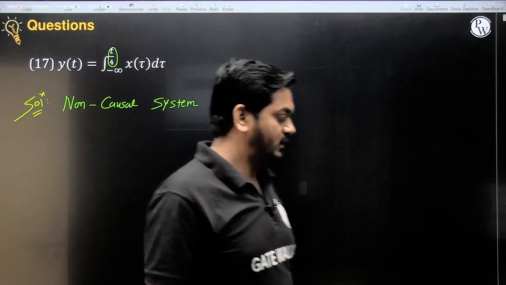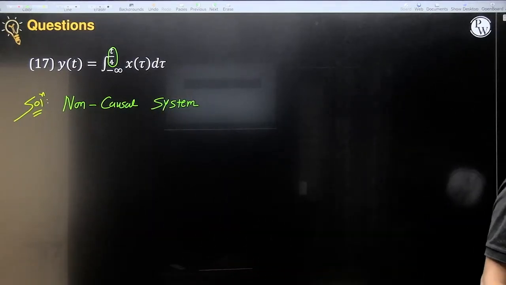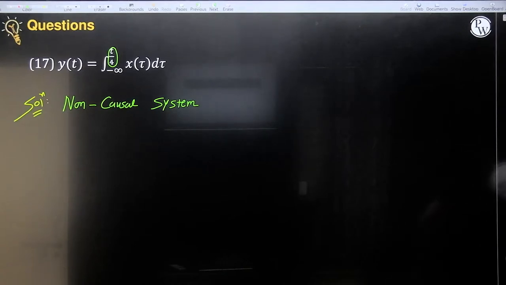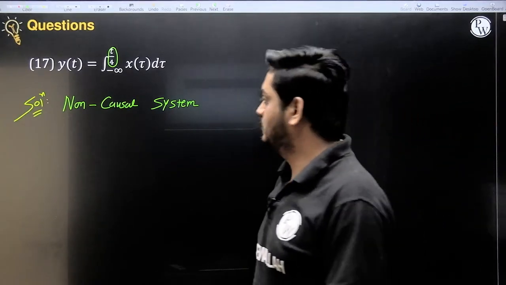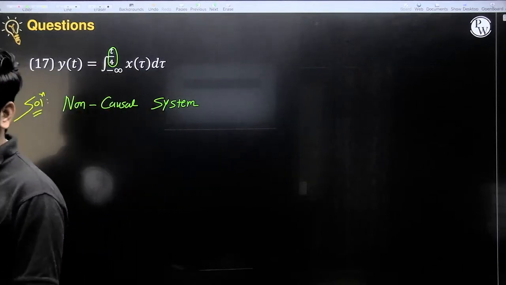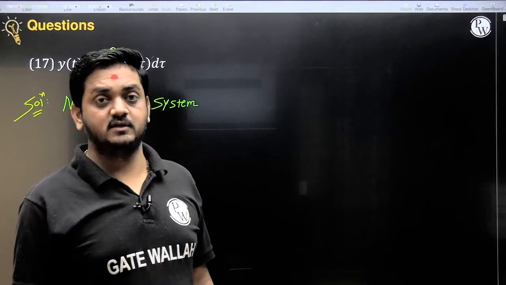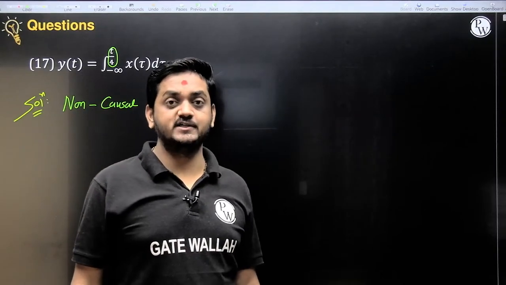It is said to be a non-causal system, guys, fine. This is said to be a non-causal system, clear? Okay, so this is all about causality of the given system: how to identify whether the given system is causal or non-causal based on the input and output.